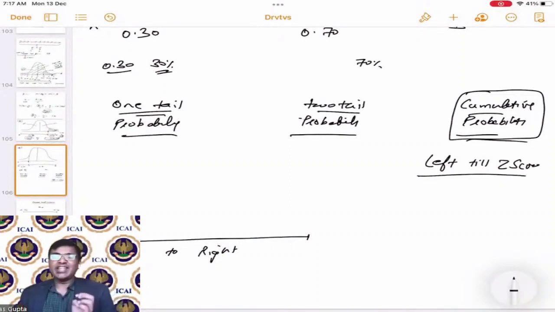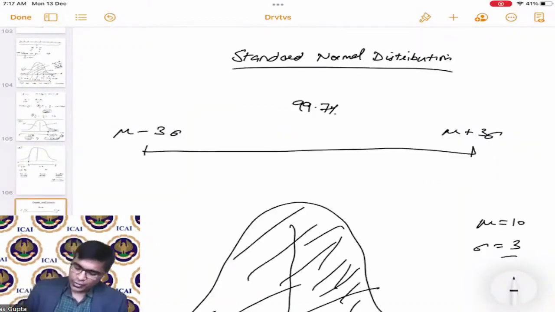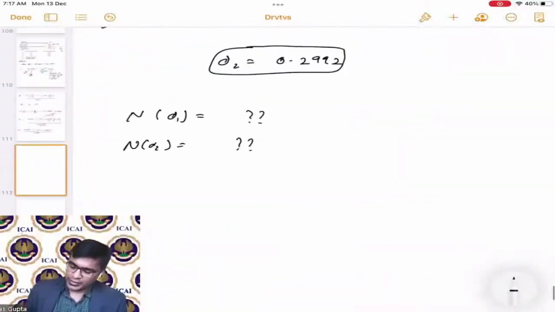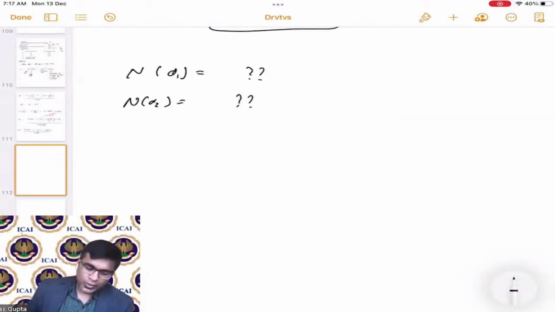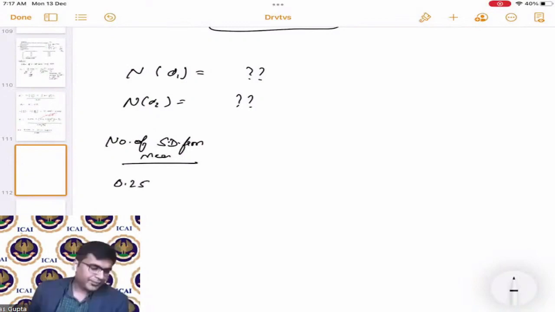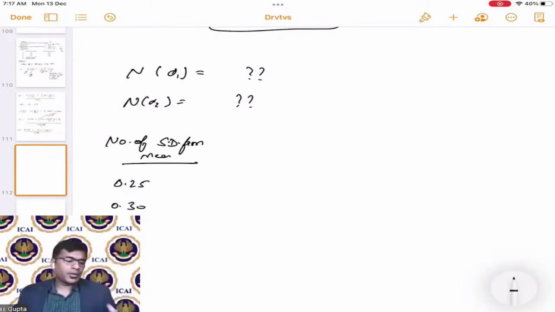One tail means that it is only left or it is only right. It is not from left to right. So first of all, to convert that from left to right, we need to first take out the cumulative values. Number of SD from mean, this is useful for Z score, correct? 0.25 and 0.30 we are given. Then 0.55, 0.60. These also we are given.